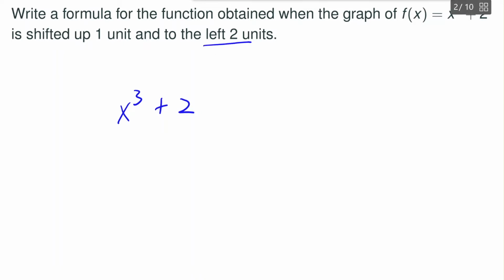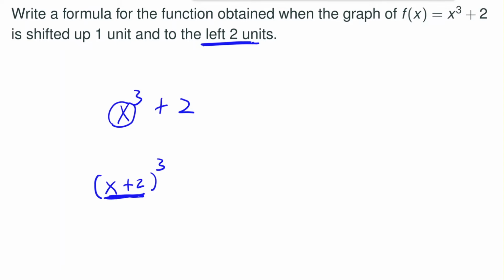We want to go left 2 units. So that means first we have to go left 2, which means we have to add 2, then cube. So we must change the input. We have to go left 2 by adding 2, and then we input this to the function.